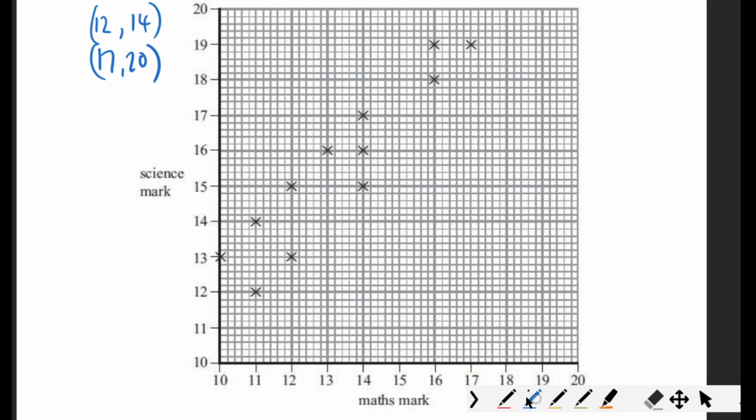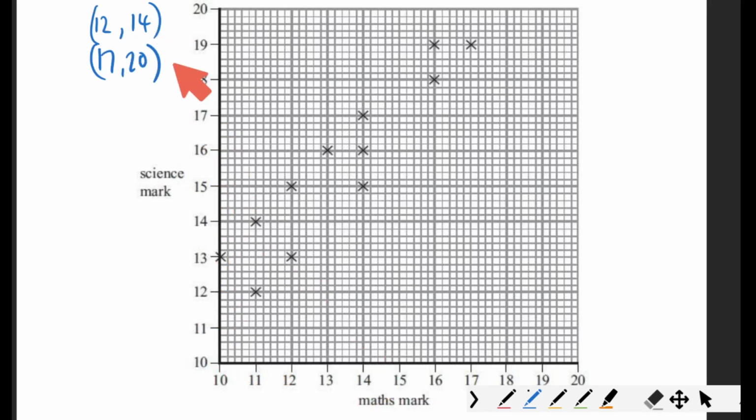Right, I need to figure out what these axes are going up in. We've got 10, 11 there, and there are 5 squares between the 10 and 11. It looks like they're going up in 0.2s. So 10.2, 10.4, 10.6, 10.8, 11, and so on. Same with the other axes. But for these coordinates, we won't need to go to decimal values.